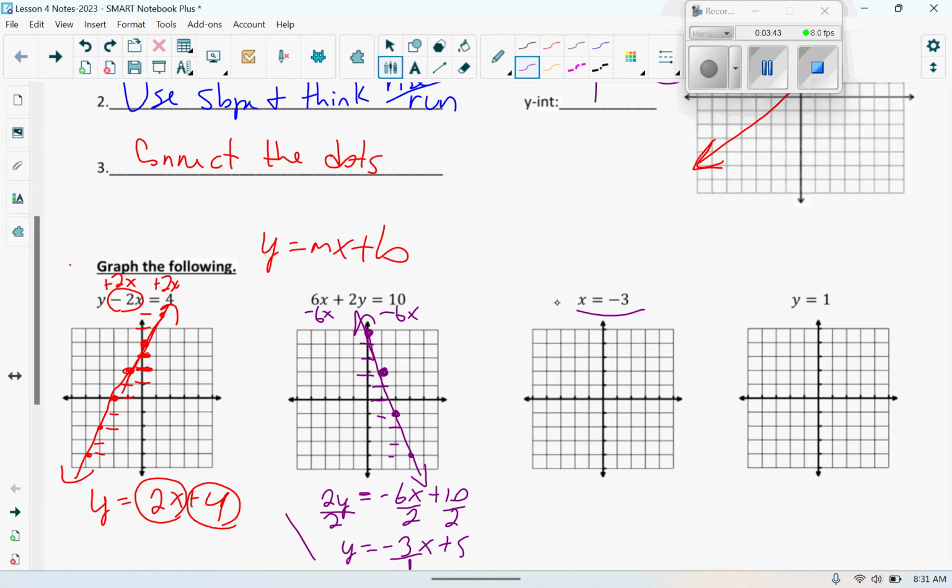These two are weird because we can't really put them in y equals mx plus b form. Anytime you have an x equals, it's going to be a vertical line, and anytime you have a y equals, it's going to be a horizontal line. So what always helped me is I think about, okay, I'm going to go over negative 3 on the x-axis.